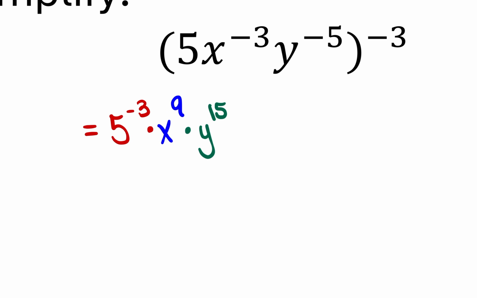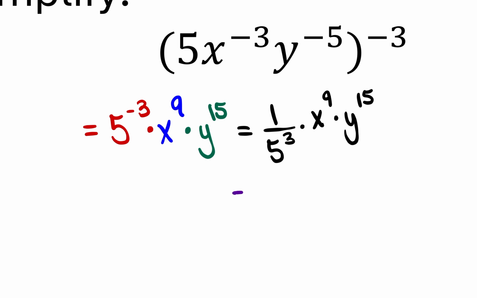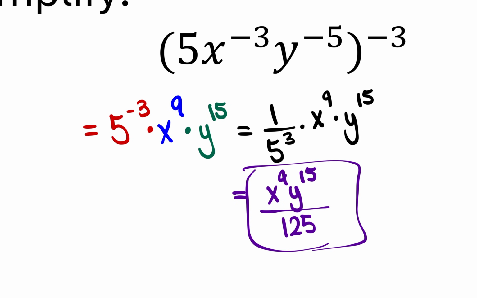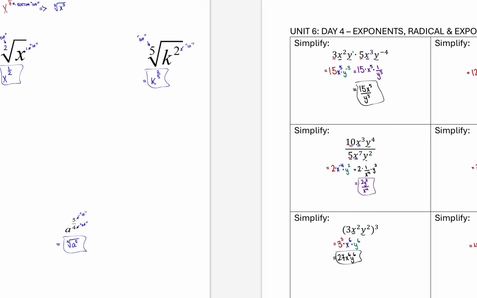Okay. And then I simplify. So this is going to turn into 1 over 5 to the positive 3 times x to the 9 times y to the 15th. And I put all of this together. So this is going to give me a final solution of x to the 9th, y to the 15th, all divided by 5 to the 3rd. That's going to give me what? 5 times 5 times 5, which is 125. And that's going to be my final solution. Okay, let's move on to the next one.